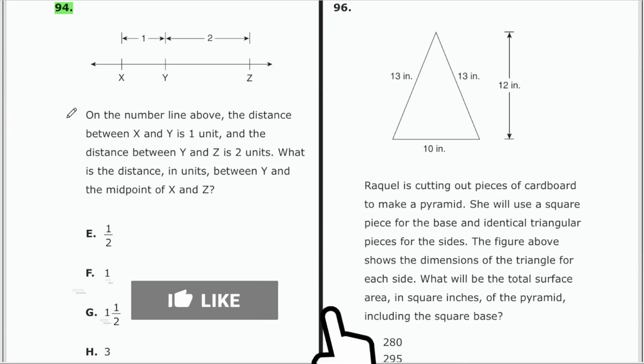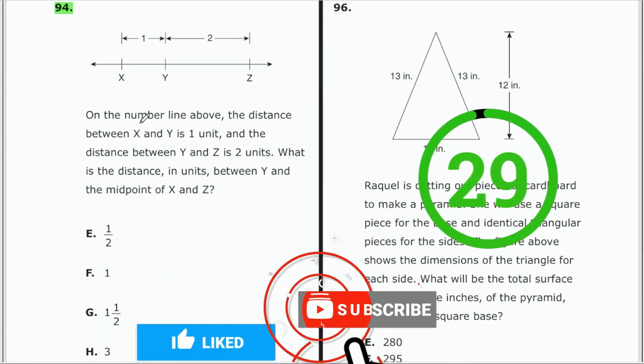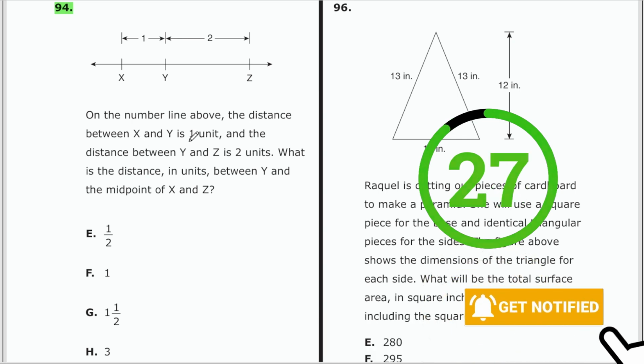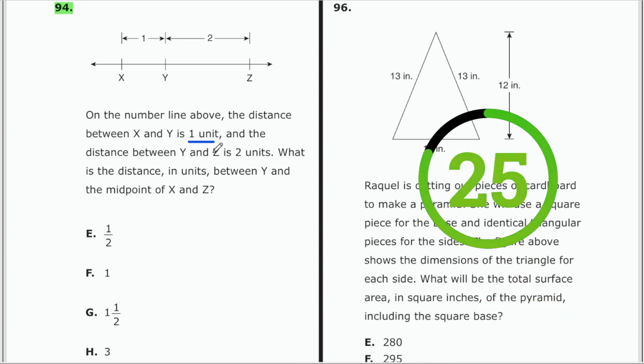So how can you do this problem in 30 seconds or less? On the number line above, the distance between x and y is 1 unit, and the distance between y and z is 2 units. What is the distance in units between y and the midpoint of x and z?